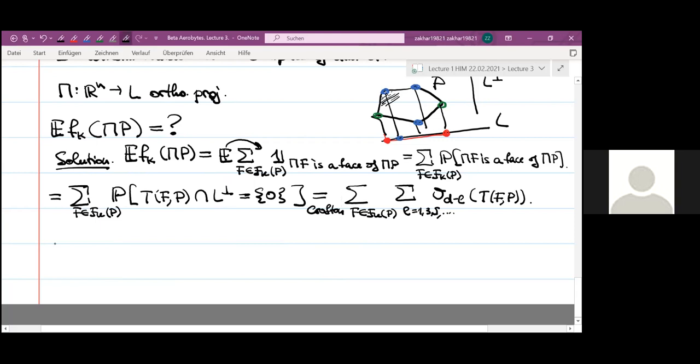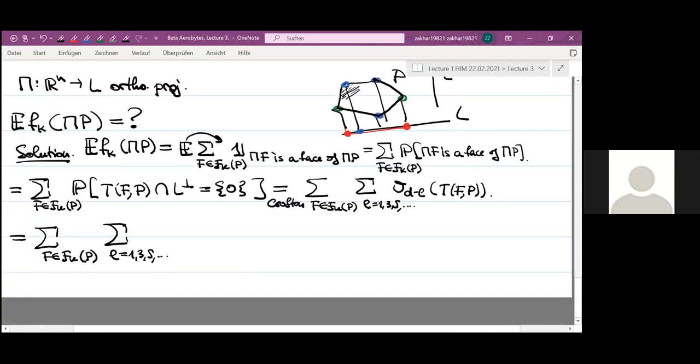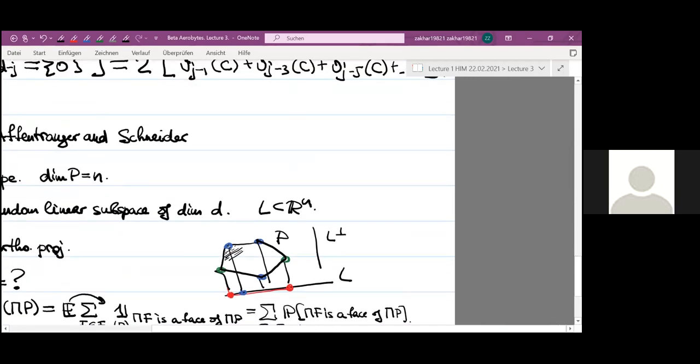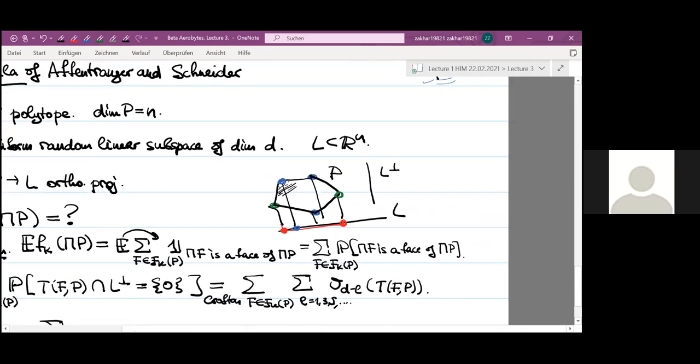And now it is possible to write down these conic intrinsic volumes explicitly. So we have here F in F_k of P, and then we have the sum over all l equals 1, 3, 5, and so on. To this end, we need to imagine the tangent cones. So what is the conic intrinsic volume of a tangent cone? Suppose, for example, that our face is just a vertex. And then we have some edges from this vertex, and the tangent cone is then something which is inside this cone.